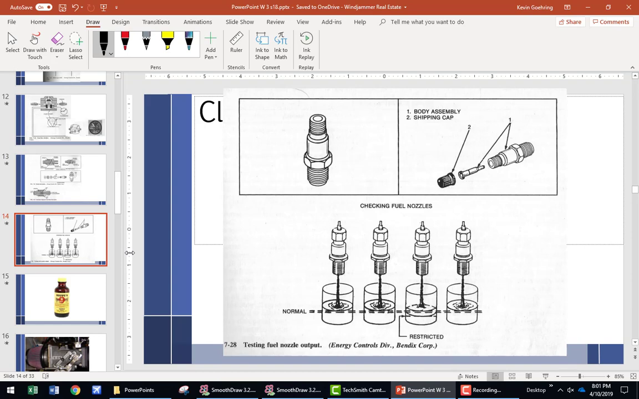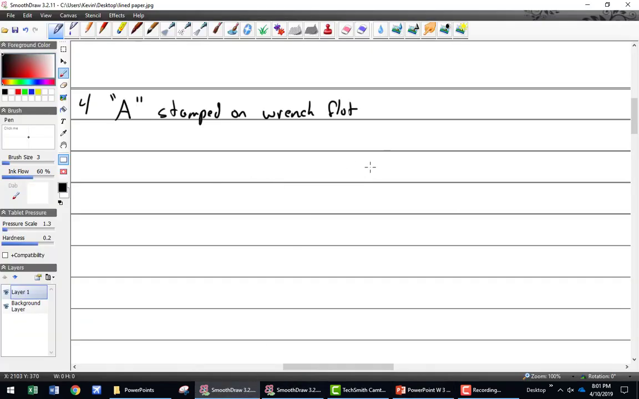Right there. There's a little A stamped on, but there's only one A, and an A is a big deal. So the A stamped on the wrench flat indicates 180 degrees from the air bleed hole, which is to say the air bleed hole is on the opposite side of the A. So, air bleed hole in the nozzle body.